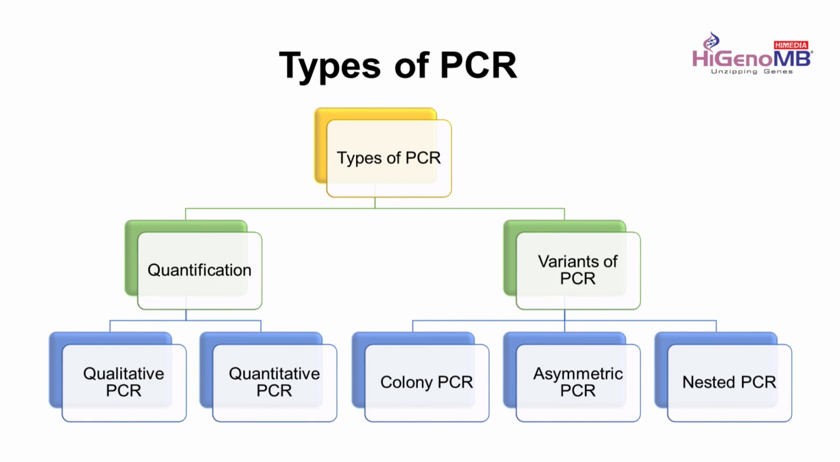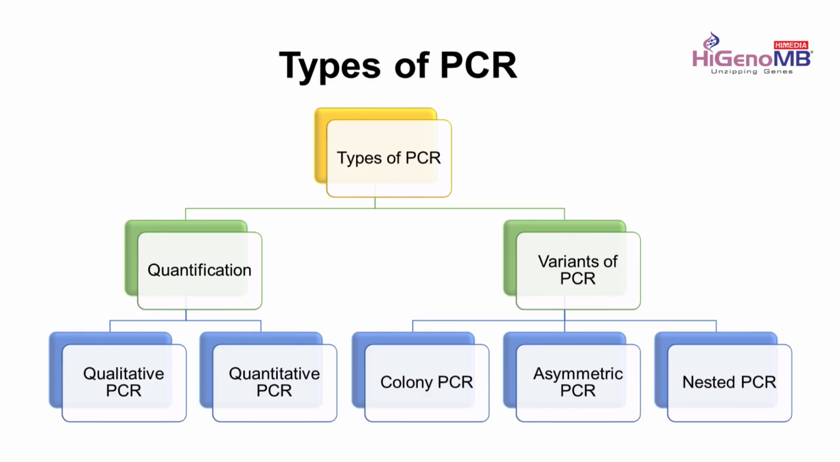So they pick the bacterial colonies, lyse them at high temperature, and use that as a template for the PCR for the insert that is inserted into the plasmid. So this is called colony PCR, which is widely used in cloning.